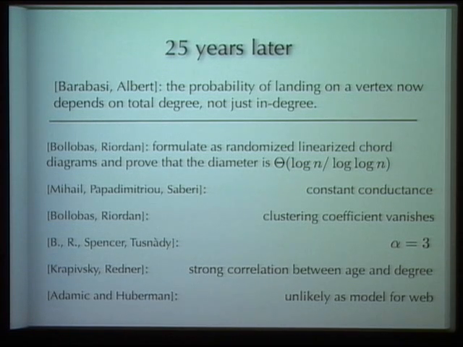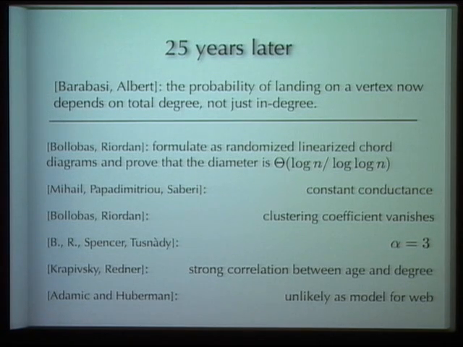So here are some of the results that have been proven about it. It was first really formalized mathematically by Bollobas and Riordan, who proved that its diameter is actually very small. This is a small world graph. But it's also a very good expander. It has constant conductance, by Mihail, Papadimitriou and Saberi. Bollobas and Riordan then proved that this model also has the problem that the clustering coefficient vanishes. So we really don't have transitivity of edges again. And then further, they showed that you only get one particular power law exponent, alpha equals 3, and that's it. There's nothing you can do about it.